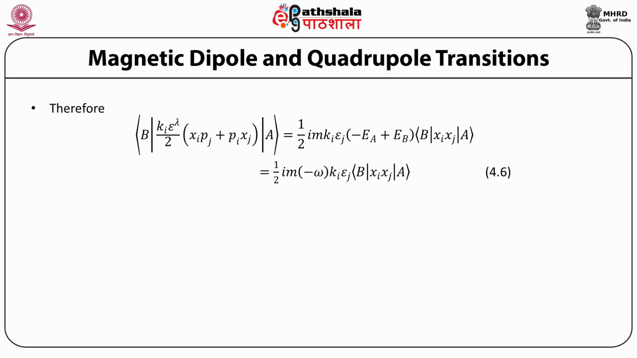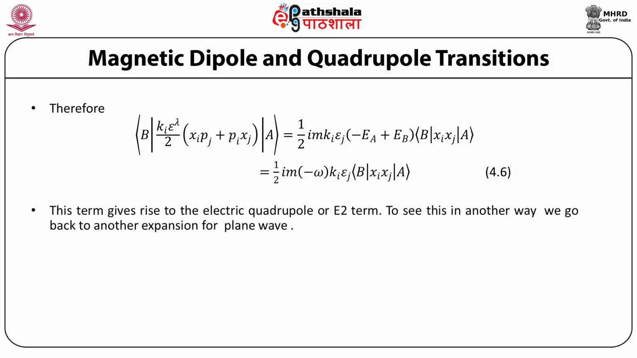Therefore, the matrix element between B and A of k_i epsilon lambda by 2 (x_i p_j plus p_i x_j) is given by half into im k_i epsilon_j multiplied by minus E_A plus E_B, matrix element between B and A of x_i x_j. This is equal to half im into minus omega into k_i epsilon_j, matrix element of x_i x_j between B and A. This term gives rise to the electric quadrupole or the E2 term.